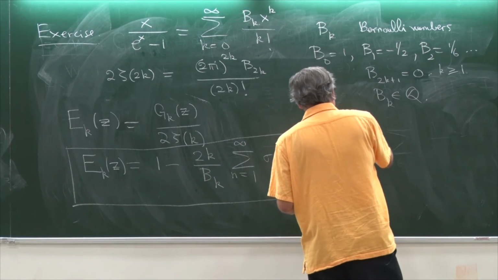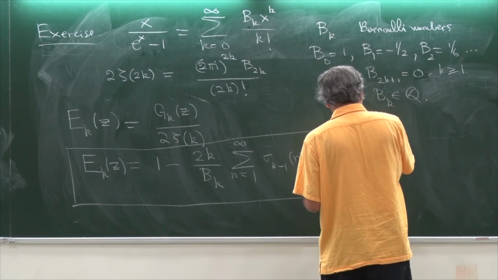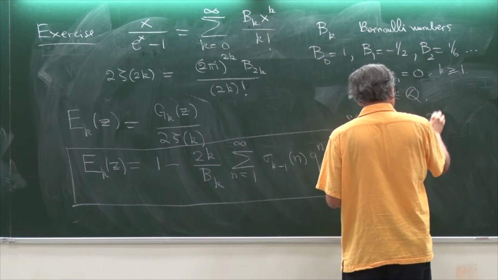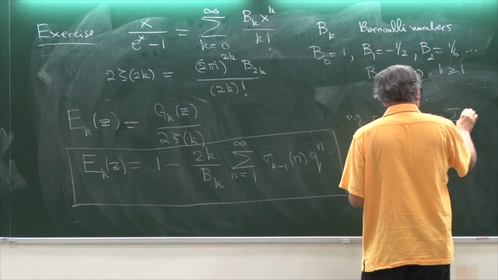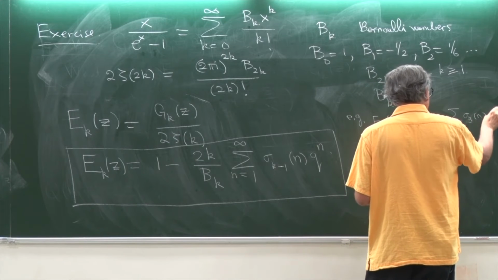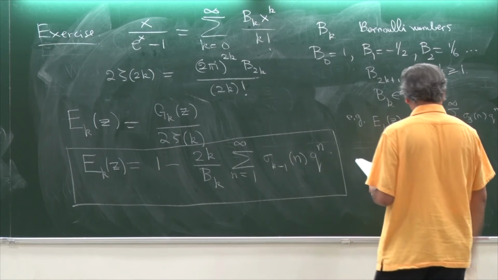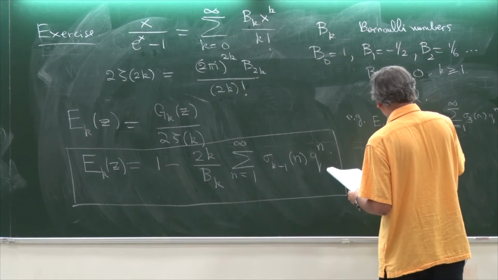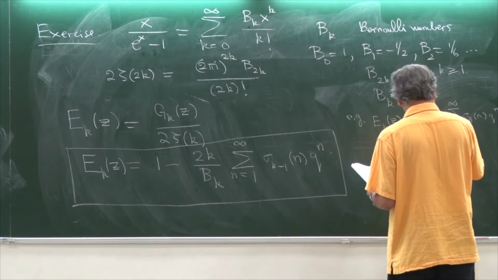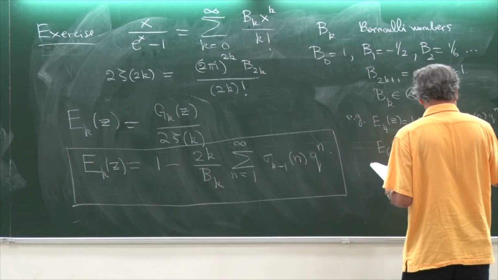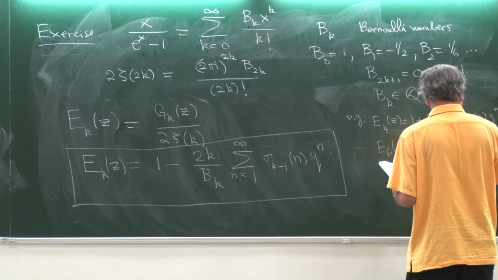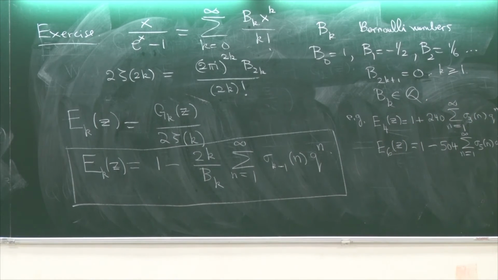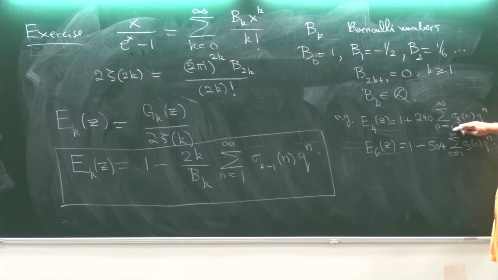So as examples, let me write a few down. E4(z) is equal to 1 plus 240 times the summation of sigma_3(n) q^n. E6(z) is 1 minus 504 times the corresponding sum. What is important to notice is that the coefficients of the Fourier expansion are all integers.